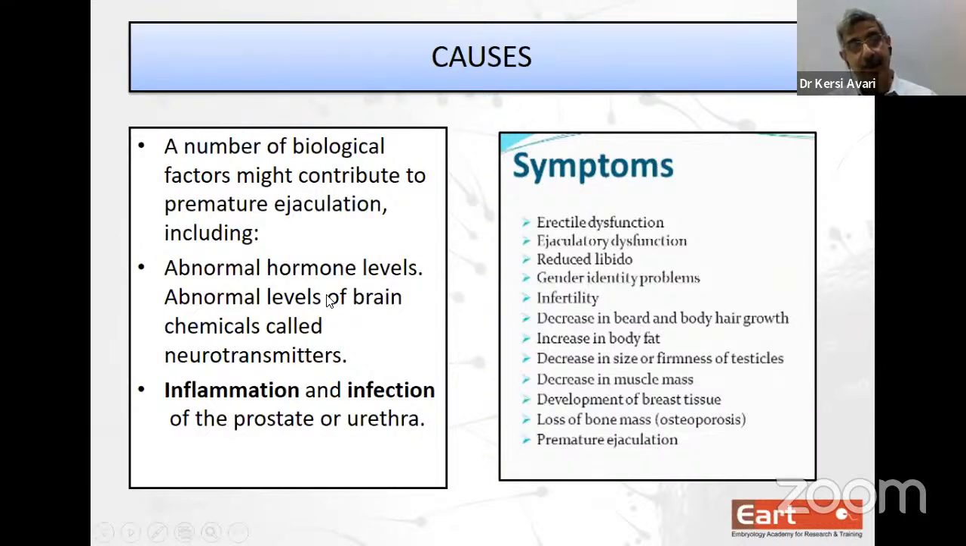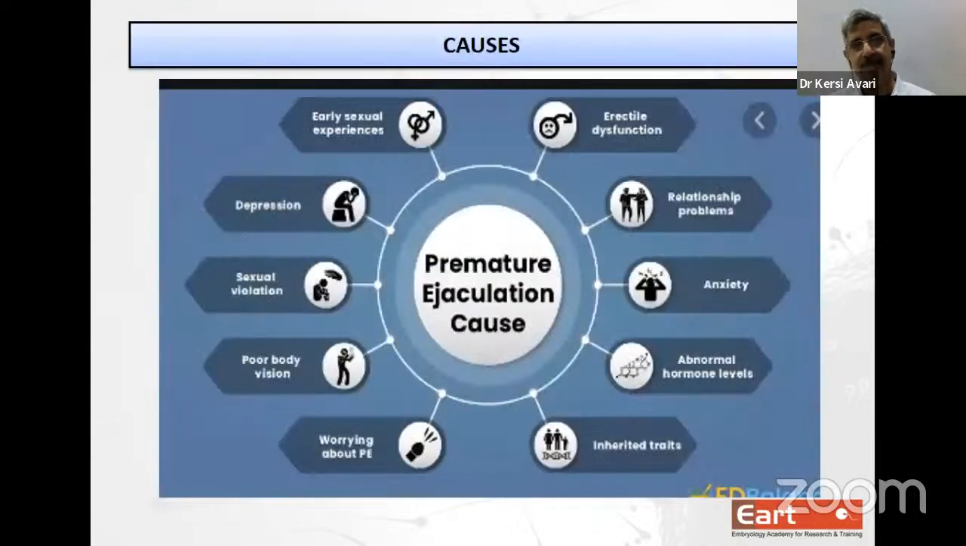Abnormal hormone levels, chemical levels from the brain called neurotransmitters, or inflammation of sexual accessories or the lower urinary tract organs. It can result into... Okay? And most important is depression. There will be a relationship problem. Every time you try, there will be anxiety. So this will lead into abnormal hormone levels. We always worry about it. That question will always linger in your mind.